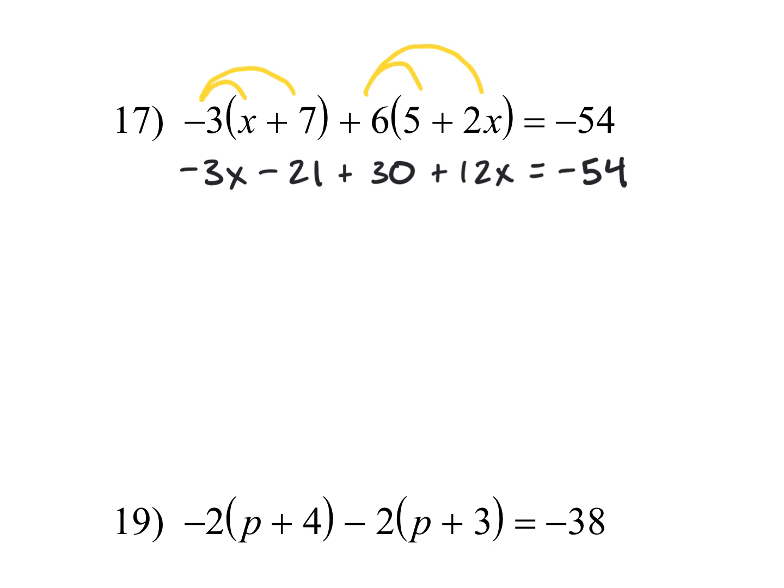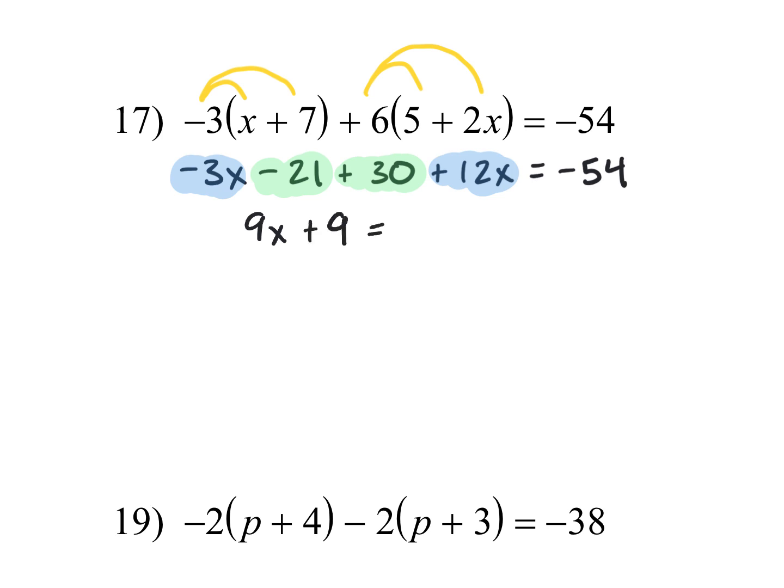Now, this problem is one where, hey, now we've got everything simplified, but we got to look at what we can combine. Well, there's two different types of like terms here. You've got the like terms with the x's, which is -3x and +12x. And then you've got the like terms with just regular numbers, -21 and +30. So you've got to combine each of those separately to make sure they're good to go. Well, -3x and +12x would make +9x. -21 and +30 would make +9.